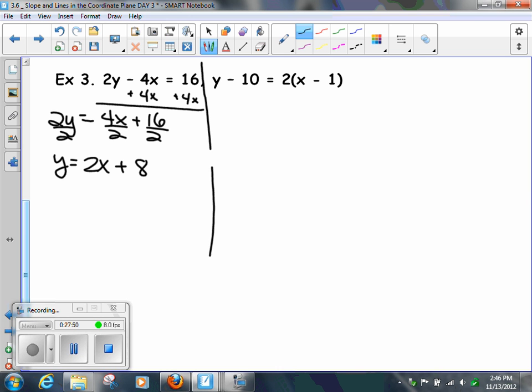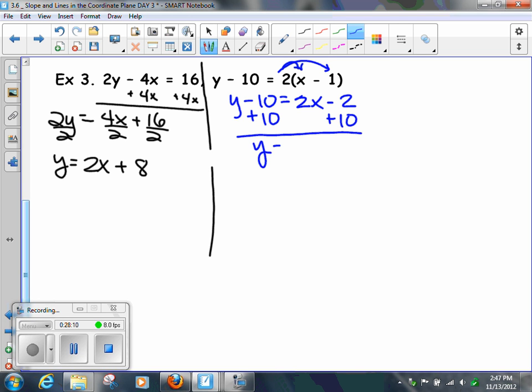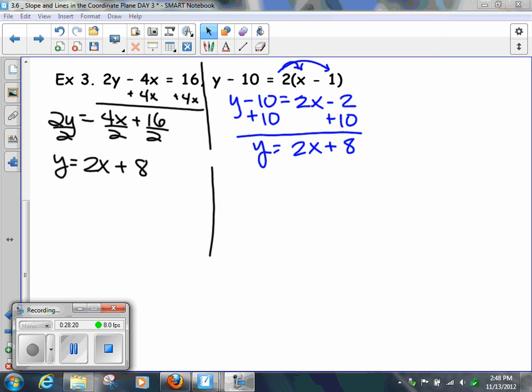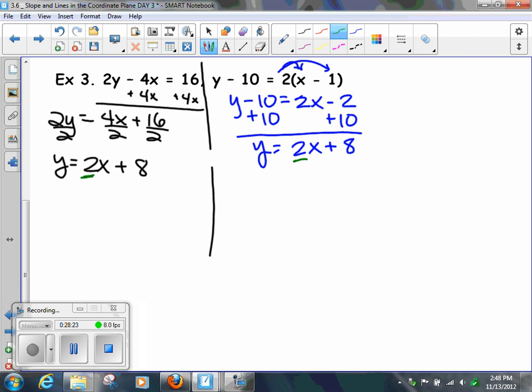So, what about the next one? What do I have to do? Distribute first. And then, Corey, I'm going to add 10, right? Okay. y minus 10 is equal to 2 times x, which is 2x. 2 times negative 1 is negative 2. And now add 10 to both sides. y equals 2x plus 8. It's the same exact slope. Same y-intercept.